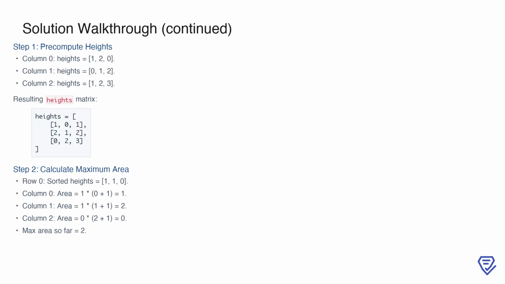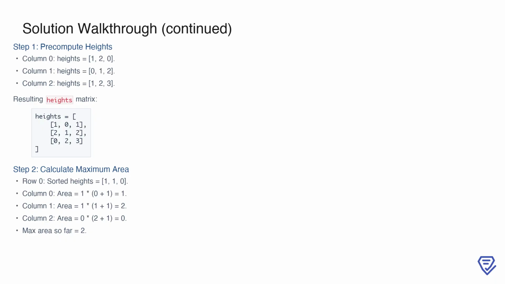For column 1, the first row has a height of 0, the second row starts at 1, and the third row increases to 2. Finally, for column 2, the heights are 1, 2, and 3 for the 3 rows respectively. This gives us the resulting heights matrix, where each cell represents the height of consecutive ones in that column. Using this matrix, we can now calculate the maximum area row by row.